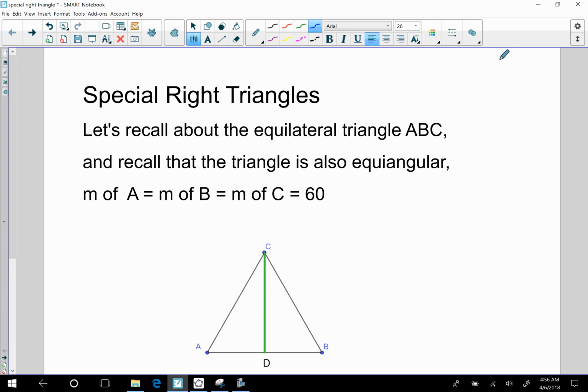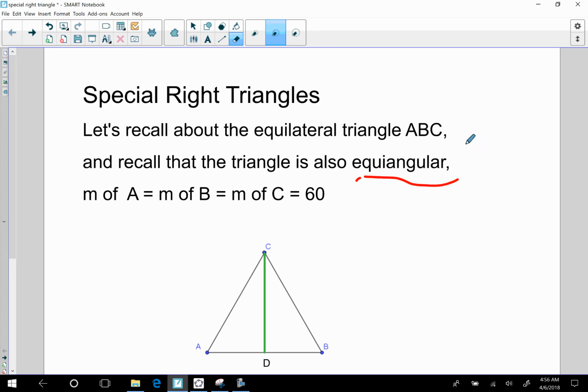And we know from our prior study of triangles and equilateral triangles that an equilateral triangle is also, ladies and gentlemen, boys and girls, an equiangular triangle. So the measure of angle A is equal to the measure of angle B, which is equal to the measure of angle C, and all of them are 60 degrees.